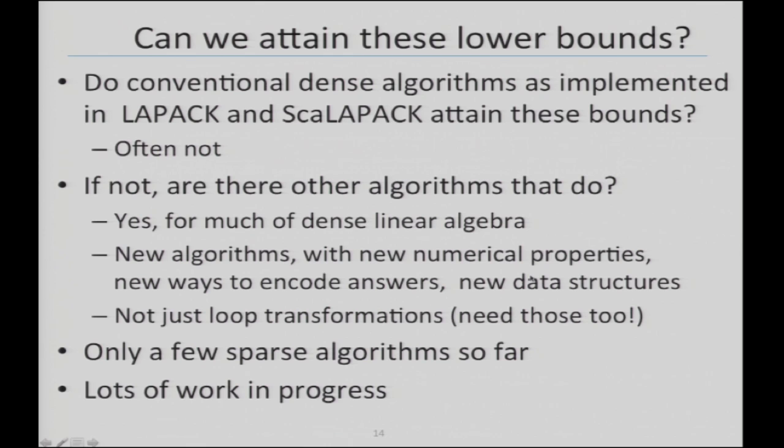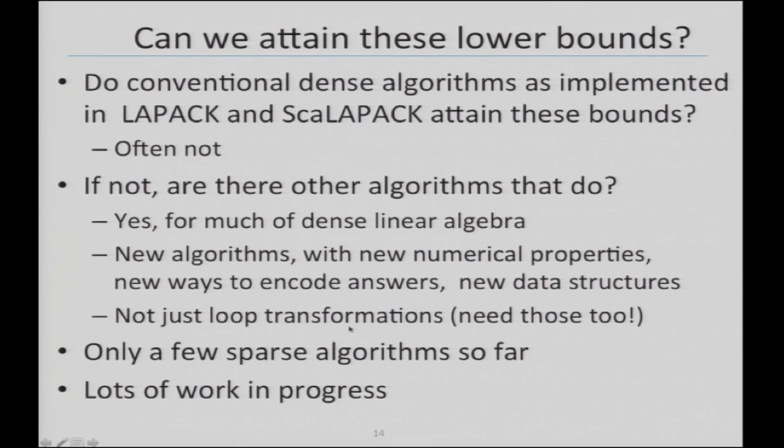The sparse case, there are a couple of examples. Sparse Cholesky on problems which have nice graphs, we understand how to do those and attain the lower bounds. But for arbitrary sparse matrices, we don't know. There's still lots of work in progress. OK, so that's a summary.